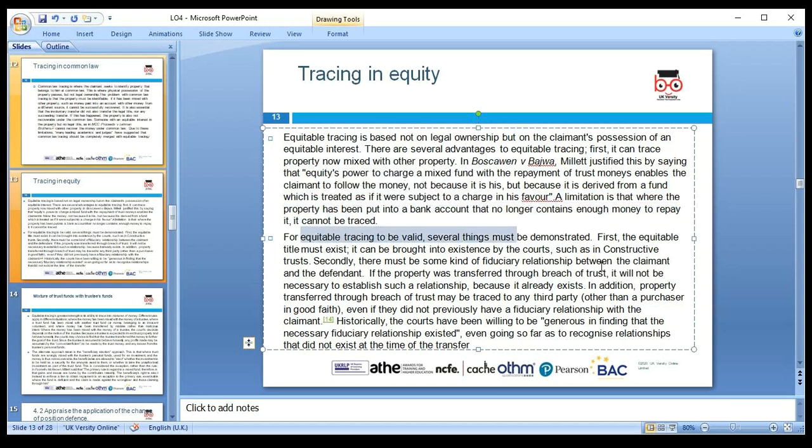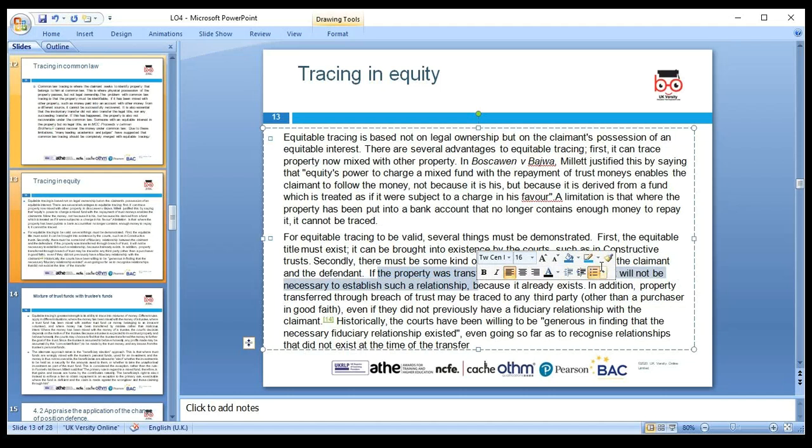For equitable tracing to be valid, several things must be demonstrated. First, the equitable title must exist. It can be brought into existence by the court, for example through a constructive trust. Second, there must be a kind of fiduciary relationship, as we said, where someone acts on behalf of someone else, like an auditor. A director acts on behalf of shareholders because the director is not the owner of the company itself. A CEO likewise has a fiduciary relationship, which is given by law to an individual. Between claimant and defendant, the property has been transferred through a breach of trust, and it is not necessary to establish the relationship.